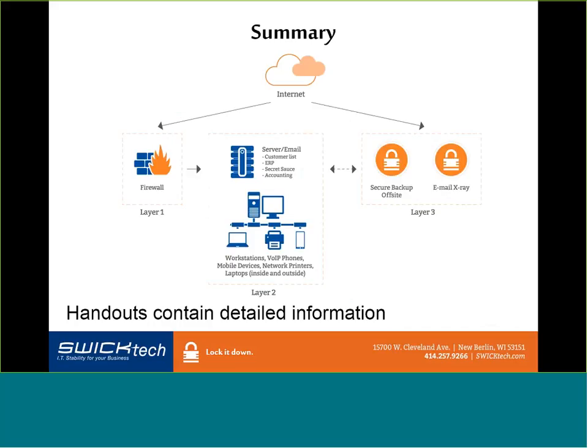So in summary, there are 3 different layers that we look at for locking down your network. Making sure your firewall is in place, making sure your internal systems, processes, antivirus, and everything is taken care of, and then have your offsite backup and possibly some sort of a program to scan your email before it gets into your building.